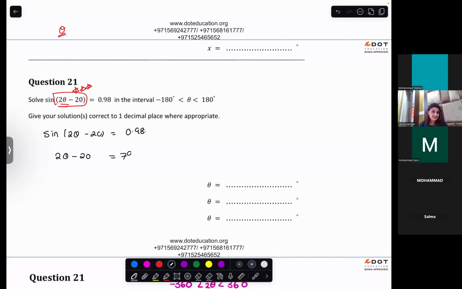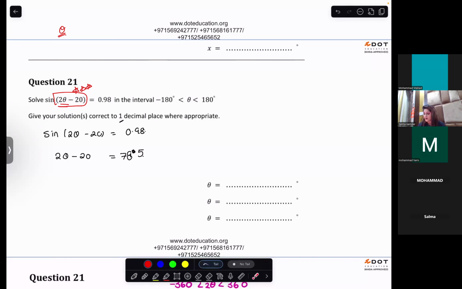Will I get 79 degrees? Please put on the calculator and check. How are you getting 79? Sine inverse of 0.98 is 78.52. I want up to 1 decimal place, so it is 78.5. I want to round it off for simplicity right now, so I'm making it 79.